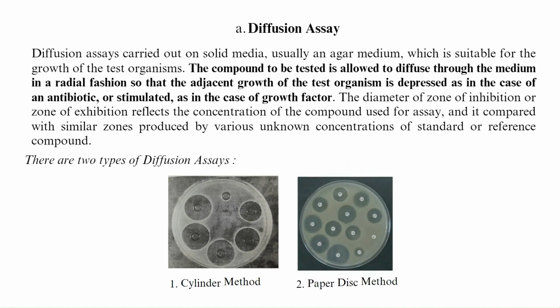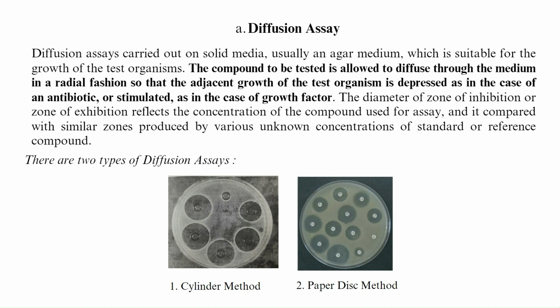Diffusion assay. Diffusion assays are carried out on solid media, usually an agar medium, which is suitable for the growth of the test organism. The compound to be tested is allowed to diffuse through the medium in a radial fashion so that the adjacent growth of the test organism is depressed, as in the case of an antibiotic, or stimulated, as in the case of a growth factor. The diameter of the zone of inhibition or zone of stimulation reflects the concentration of the compound used for assay, and it is compared with similar zones produced by various known concentrations of standard or reference compound.